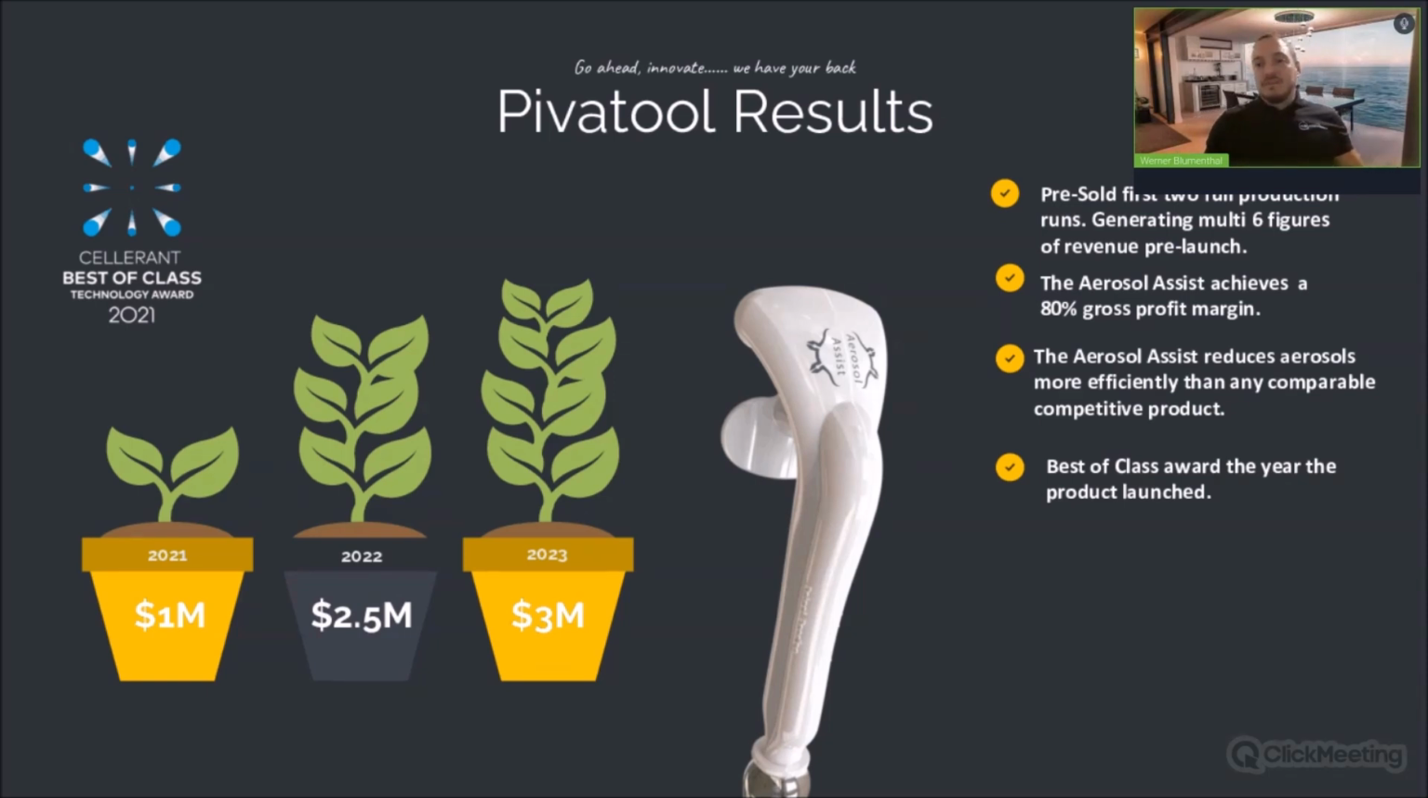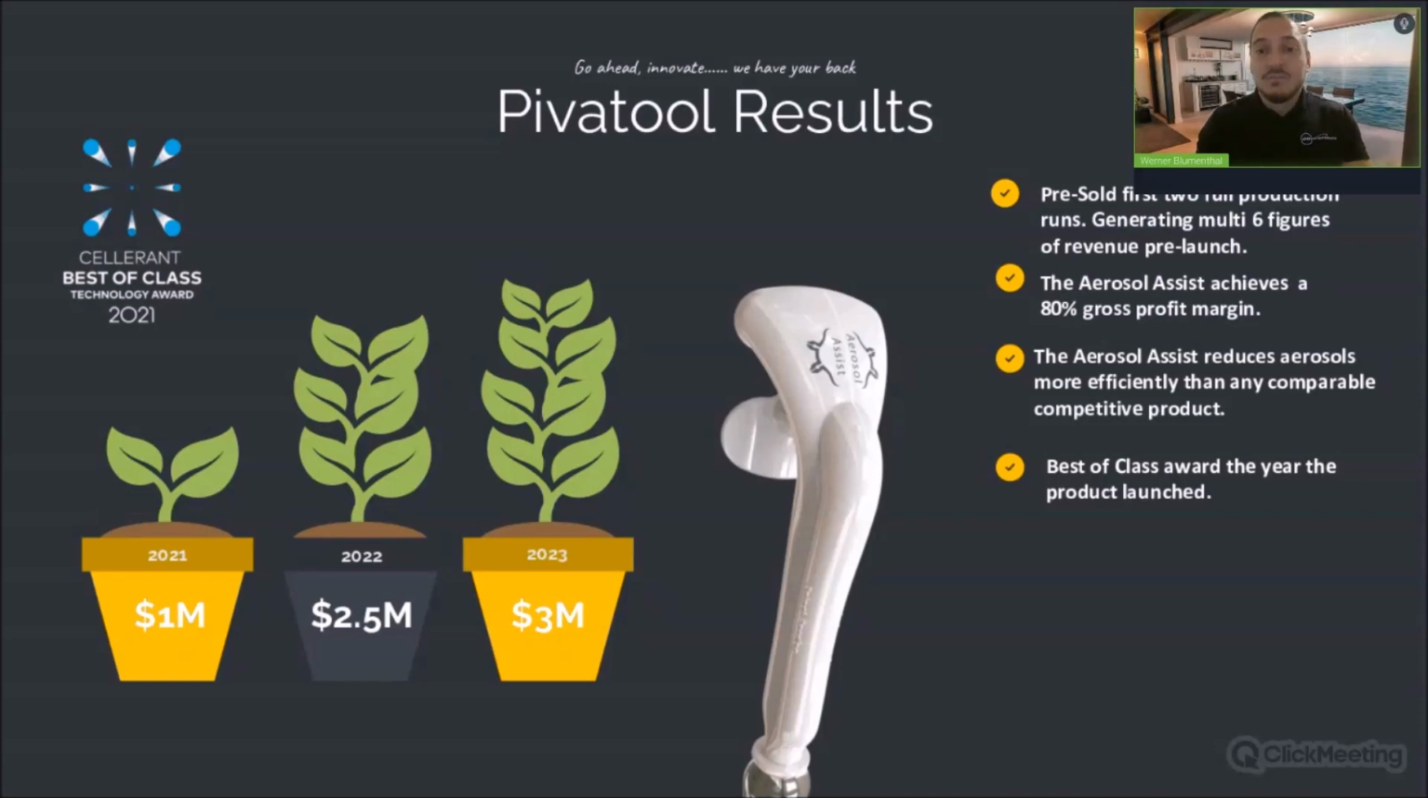So what are the results that we got from this product? First thing is we did that whole pre-sale thing. We were working on the brand, on the marketing and branding prior to the launch of the product. So we were able to get six figures worth of pre-launch revenue to sell out the first two runs of production, which isn't typical. I have to admit that we were very lucky with that.